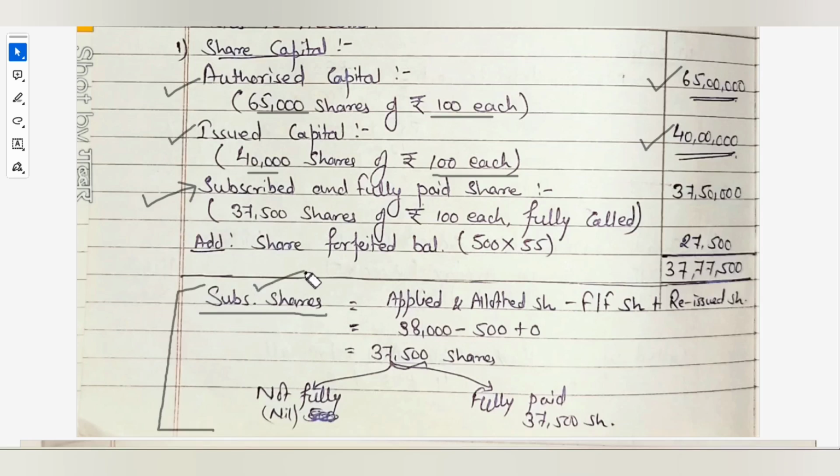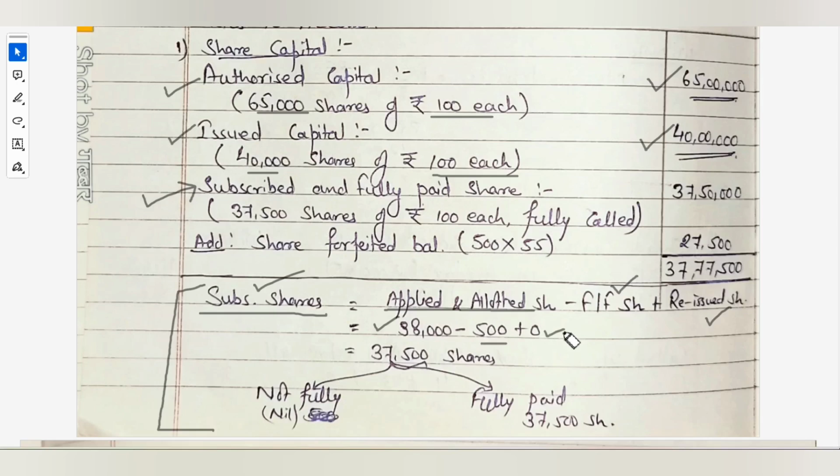First of all, we need to find out the subscribed number of shares, which will be equal to applied and allotted shares, meaning the number of shares applied by the public as well as allotted to the public. In this case, it is specifically written that 38,000 shares have been applied by the public, and obviously if less number of shares are applied, all the shares have been allotted to them, if nothing is mentioned. So 38,000 shares have been applied and allotted to the public, minus forfeited shares and plus reissued shares. The number of forfeited shares is given here, 500 shares, but none of these shares have been reissued, so 0.